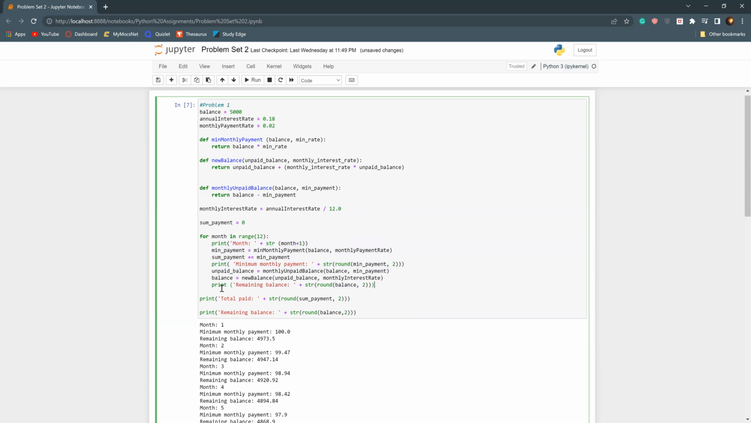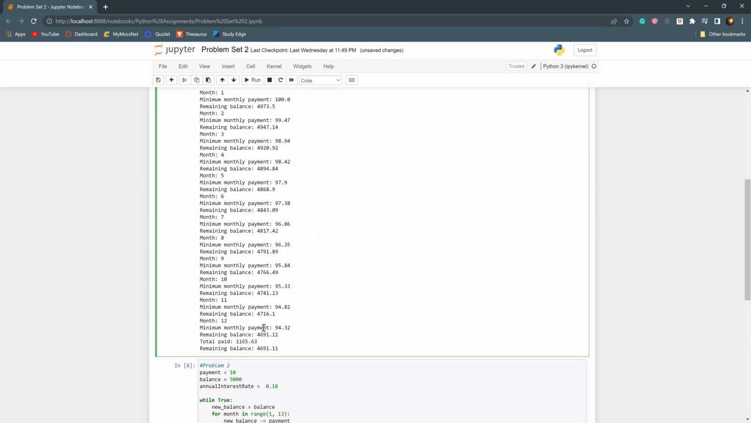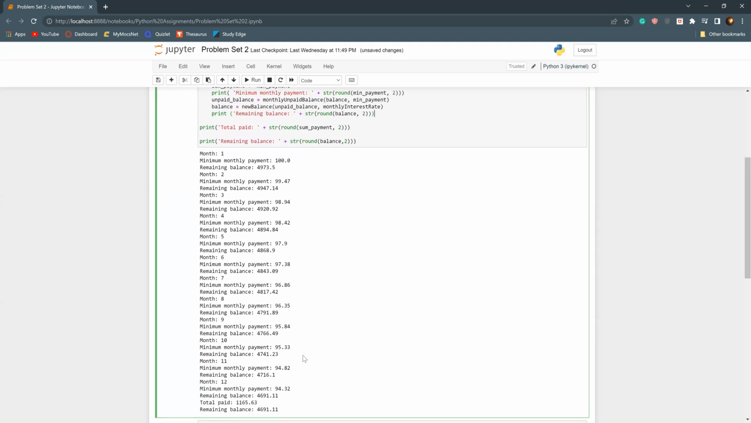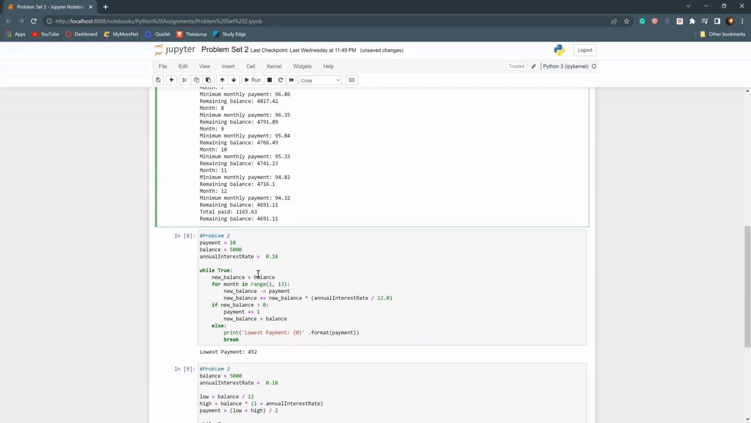And so we print out the total paid, the total amount of payments that gets rounded up to a certain decimal point, and the remaining balance that also gets rounded up to a certain decimal point. And here is the output. The remaining balance is $4,691.11. That's problem one.